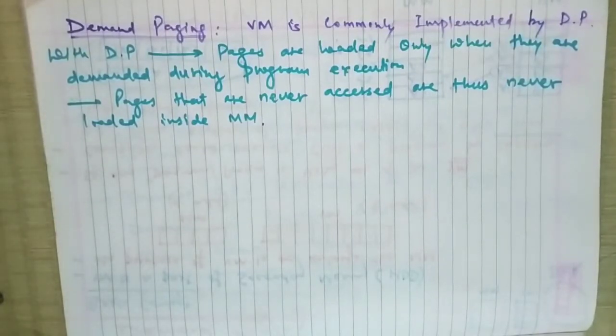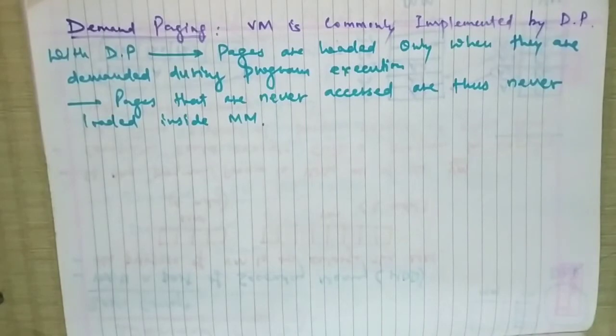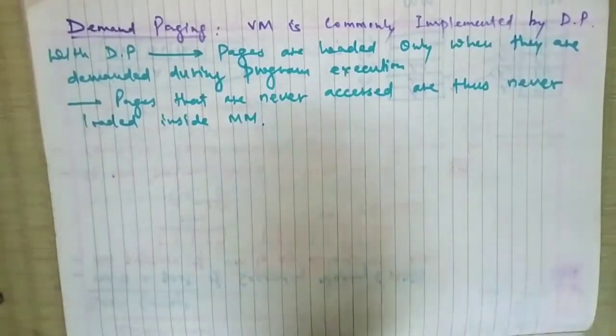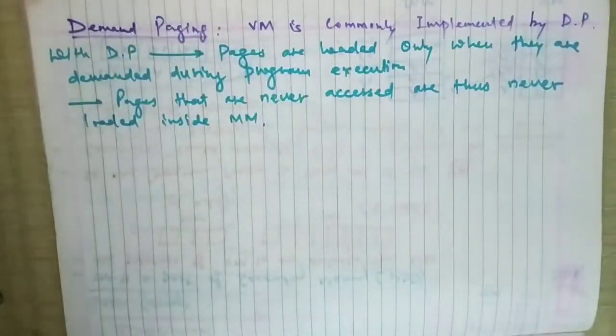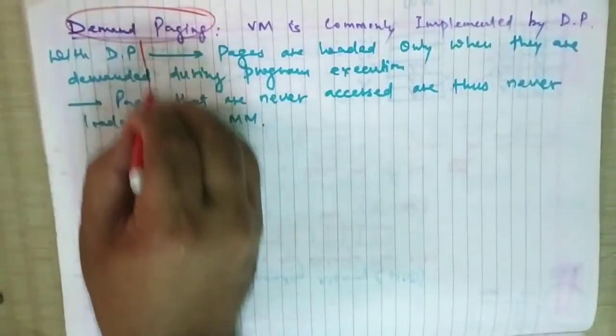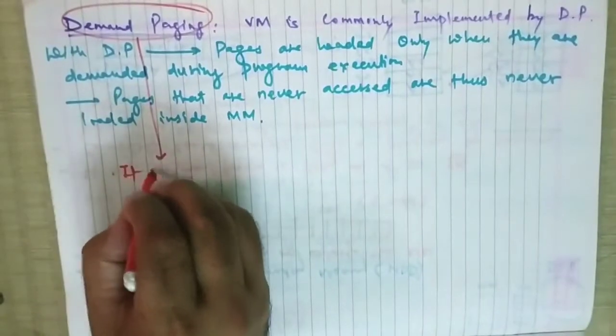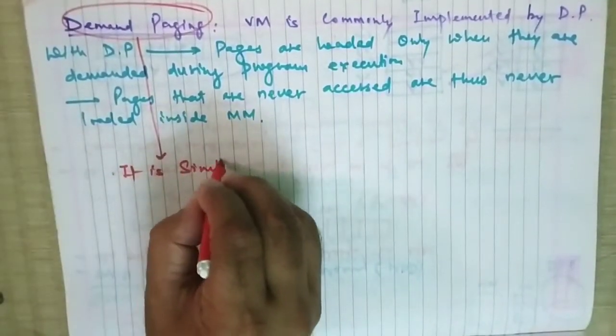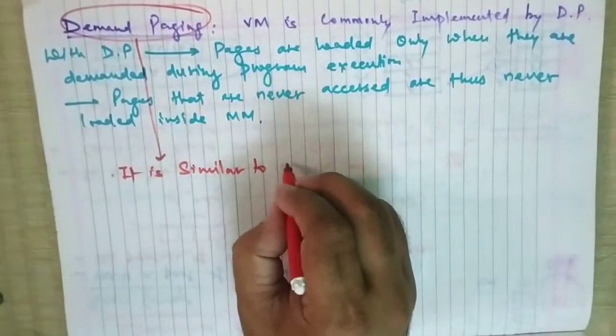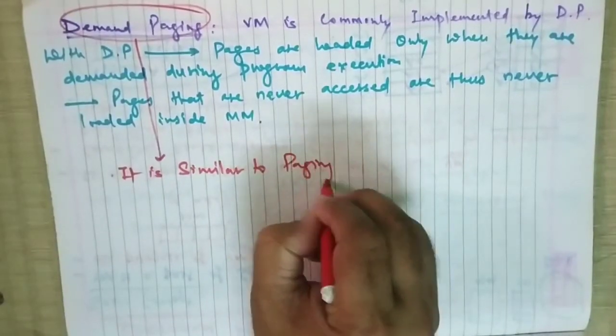A demand paging system is quite similar to a paging system with swapping. As we know, in paging we divide the process into a number of pages, and the memory is divided into a number of frames. So one page goes to one frame, the second page to the second frame, the third page to the third frame. So a demand paging system is similar to paging with swapping.